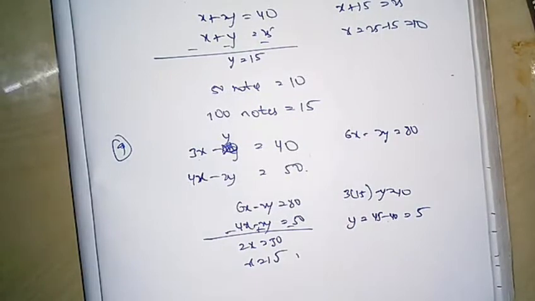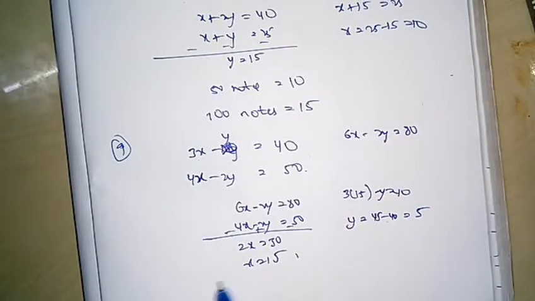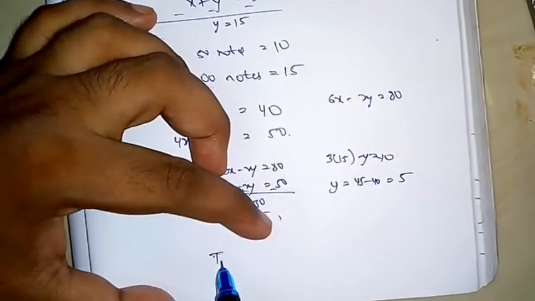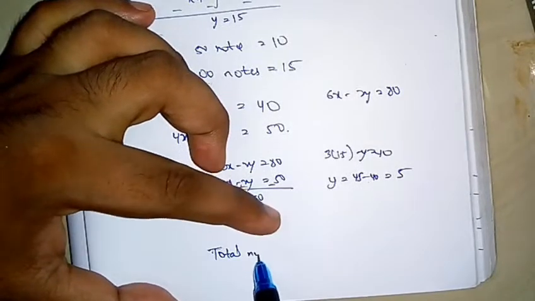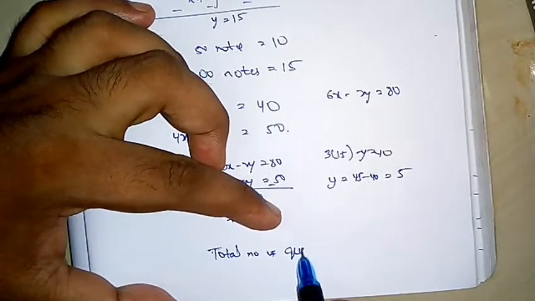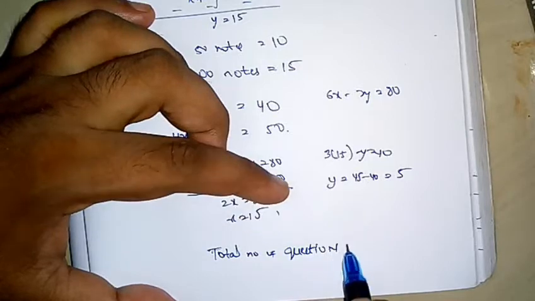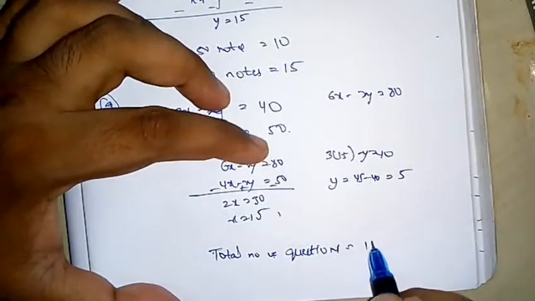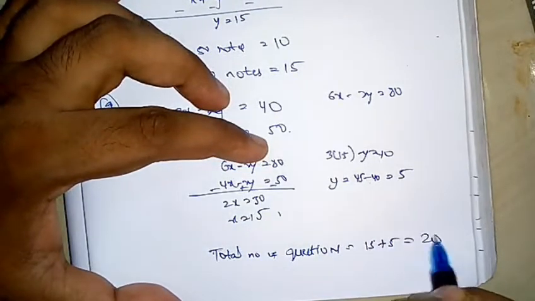So total number of questions will be equal to correct questions plus wrong questions, 15 plus 5, which is equal to 20.